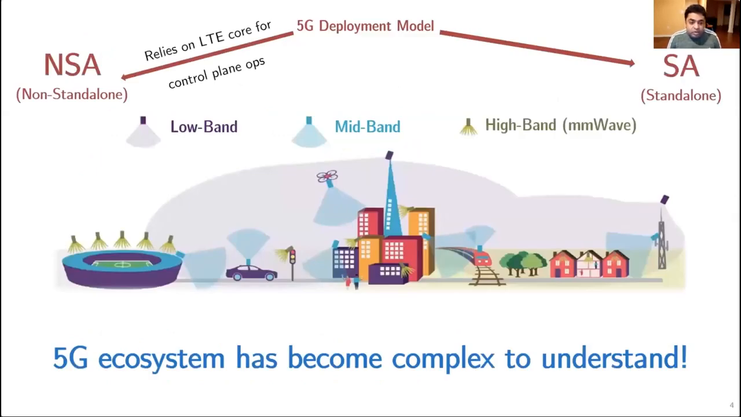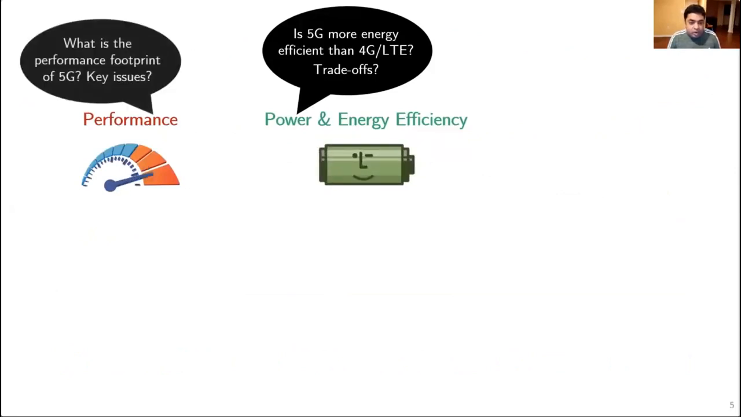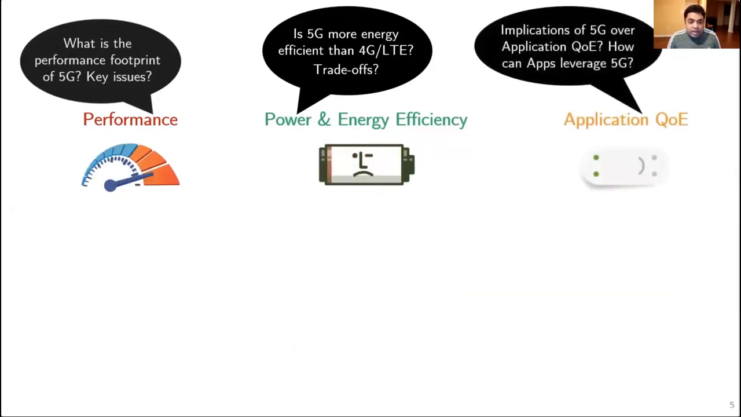5G ecosystem is continuously evolving with different deployment strategies such as non-standalone or NSA 5G, which relies on LTE for control plane operations, and standalone 5G, both of which are here to stay. Coupled with the low, mid, and high band frequency ranges, the 5G ecosystem has become complex to understand. Therefore, we also seek to improve our understanding of 5G's network performance and identify potential issues. Lastly, it's unclear how 5G will impact application quality of experience or QoE, and what could application developers potentially do to leverage 5G technology.